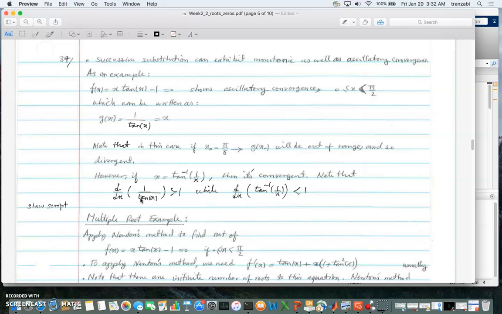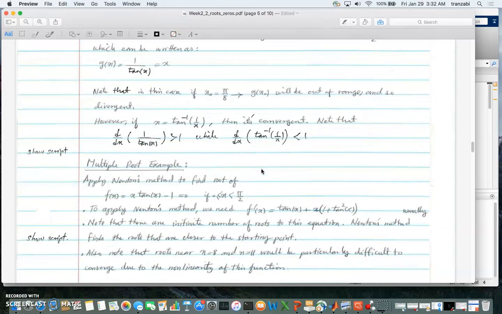Another way to find g of x is we move 1 to the right side, then divide through by x. So then we get tan x equals 1 over x. Then we get arc tan, or tan inverse. Then we get a function like this, which is tan inverse of 1 over x. And if you calculate the derivative with respect to x, you see that the derivative is actually less than 1, which means this is going to converge, because it satisfies the condition.